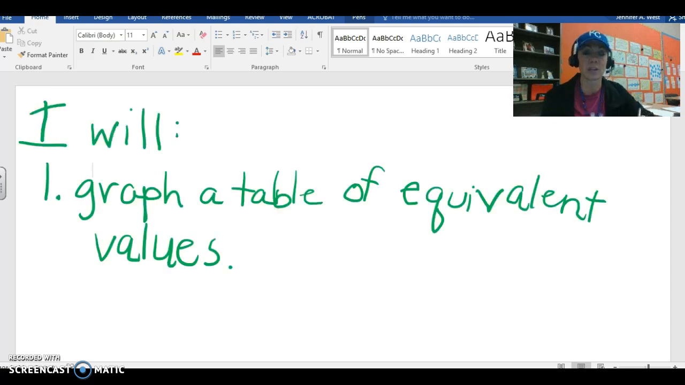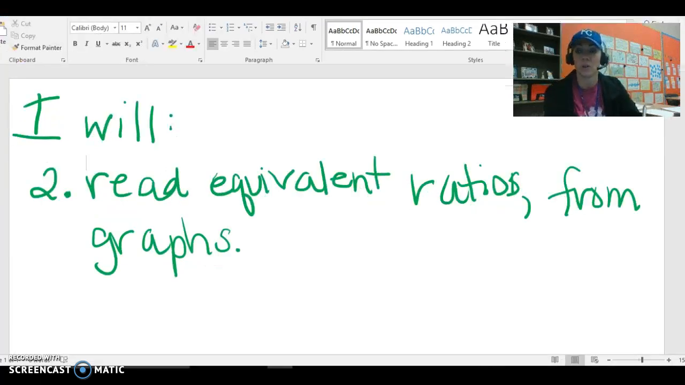Okay, so here's learning goal number 1. I will graph a table of equivalent values. And you guys make sure that you pause the video so that you have enough time to get that written in your notes. Okay, your second learning goal for this lesson is: I will read equivalent ratios from graphs.